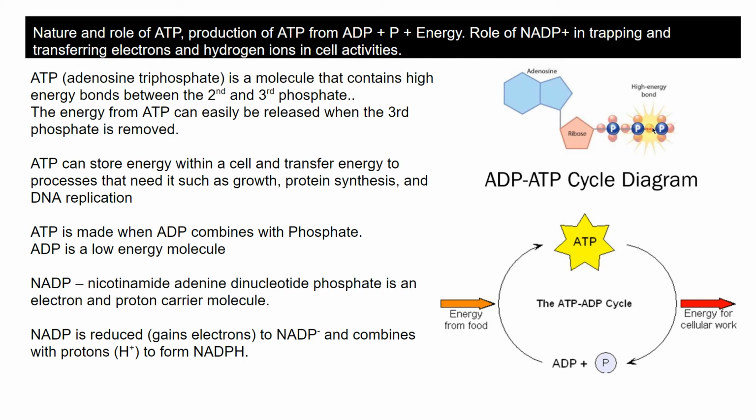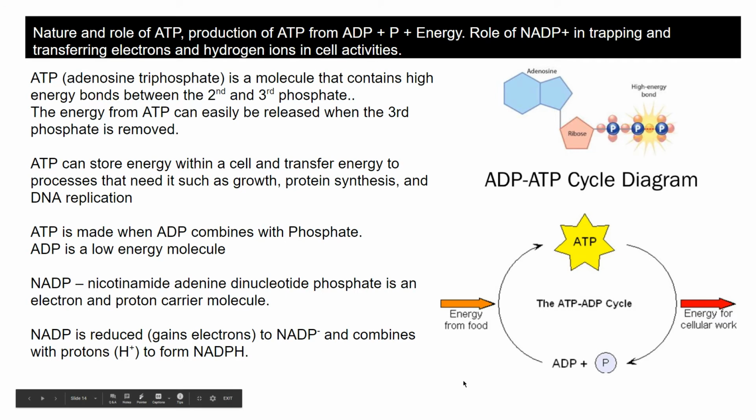And the energy that's released when ATP is broken down is stored in the bond between the second and the third phosphate. Okay. ATP can store energy within a cell and transfer energy to processes that need it, such as growth, protein synthesis, and DNA replication. This cycle is known as the ATP cycle. Energy combined with ADP and P will form ATP. So ATP is constantly being broken down into ADP and P, and ADP and P is combined, so it's an anabolic process. It's combined with the presence of energy to form ATP.